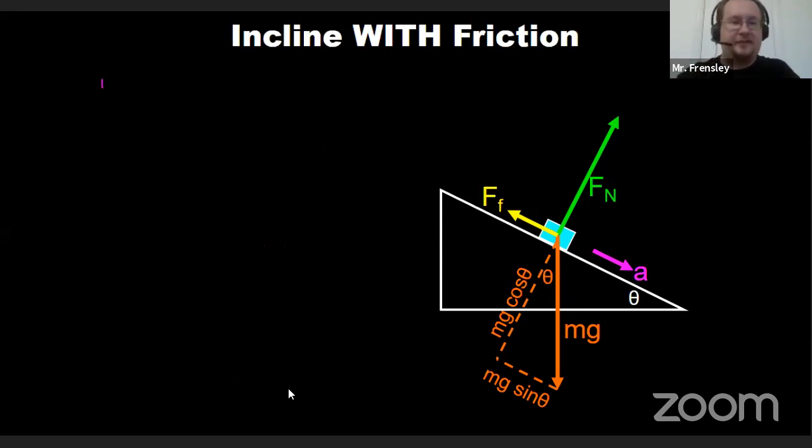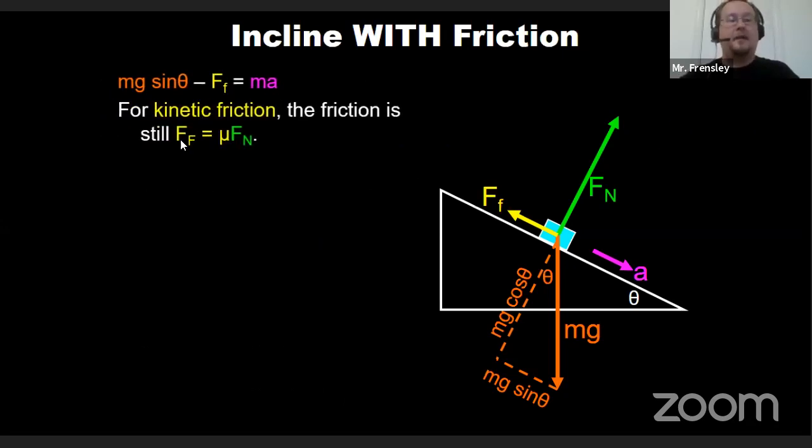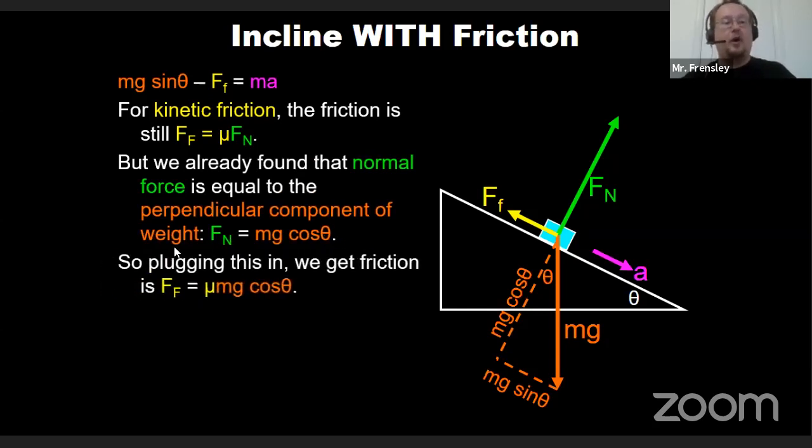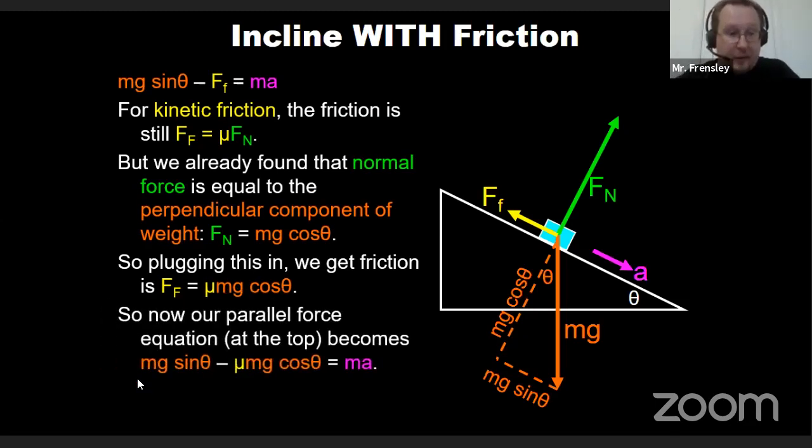So what I'm going to do is simplify this down as much as I can. I'm going to plug in the good old mu force normal, and I'm going to plug in the force normal as mg cosine theta. So friction is mu times force normal, which is mu mg cosine theta. Now I get this equation. Mg sine theta is the downhill force. Mu mg cosine theta is the entire kinetic friction holding you back, equals ma.